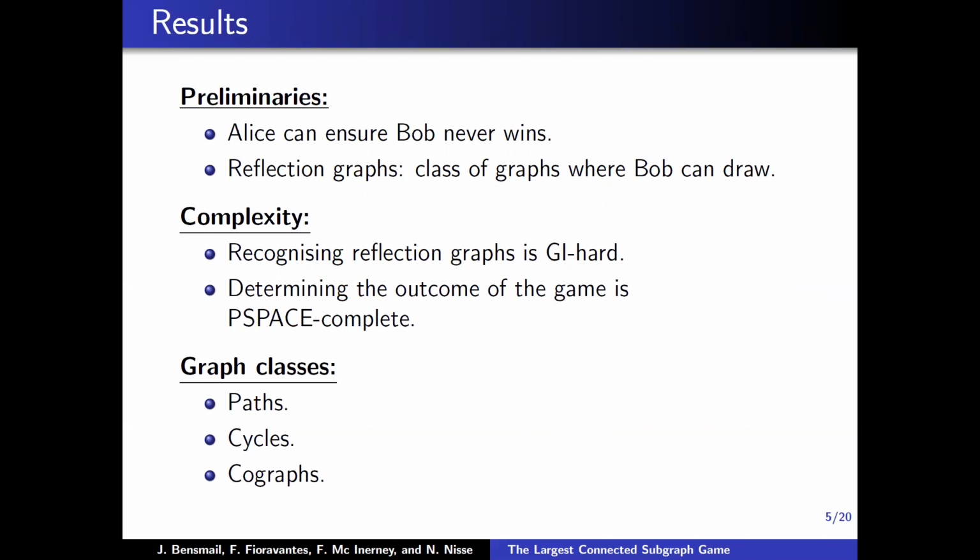And what we'll see is that for paths and cycles, Alice and Bob employ a certain type of strategy because they are sparse graphs in terms of their number of edges, while cographs can also be very dense graphs, and so they require Alice and Bob to have different strategies at times, in particular, trying to maximize the size of one single connected component.